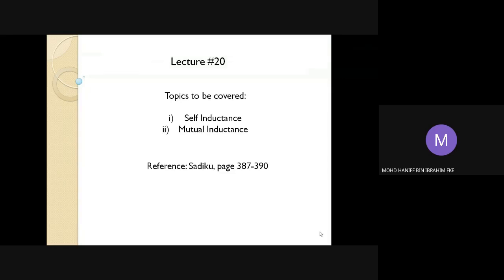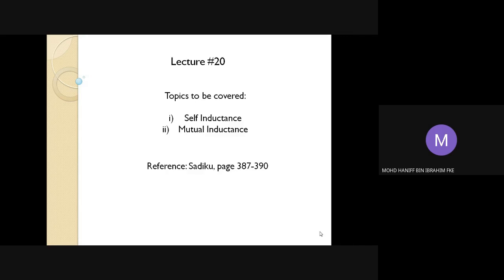Right. So let us continue with our lecture 20, which is our final topics for magnetostatic. And next week we're going to proceed with the third part of EMT, which is the time varying fields.